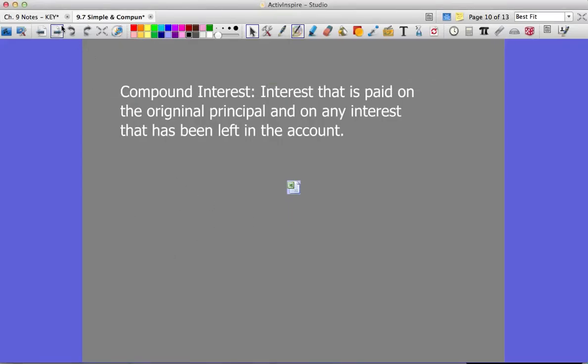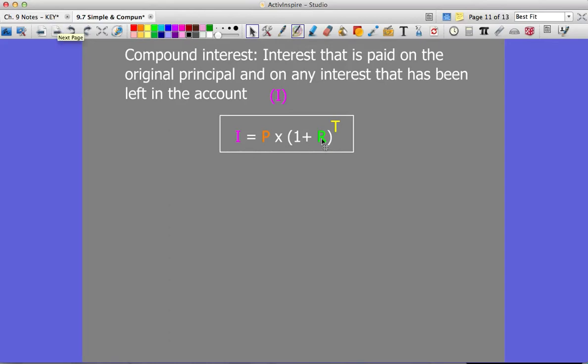All right, so back to your notes. Compound interest is interest that is paid on the original principal and on any interest that has been left in the account. For this reason, we can't just use the same formula as we did for simple interest. We could, but then we would have to repeat that several times. We would have to do it for year 1, then get our new balance and use that as our principal and do a whole other formula for year 2.